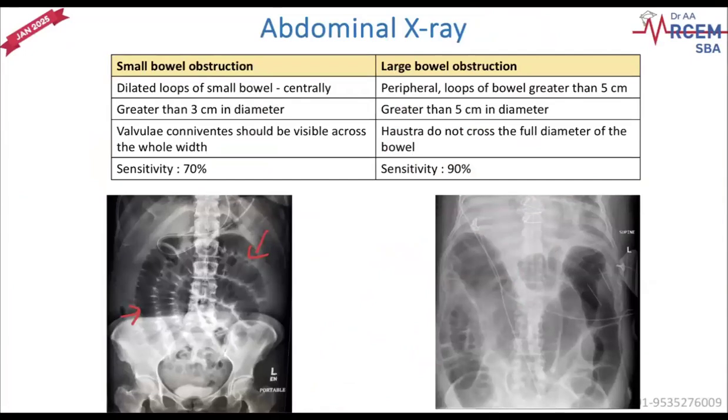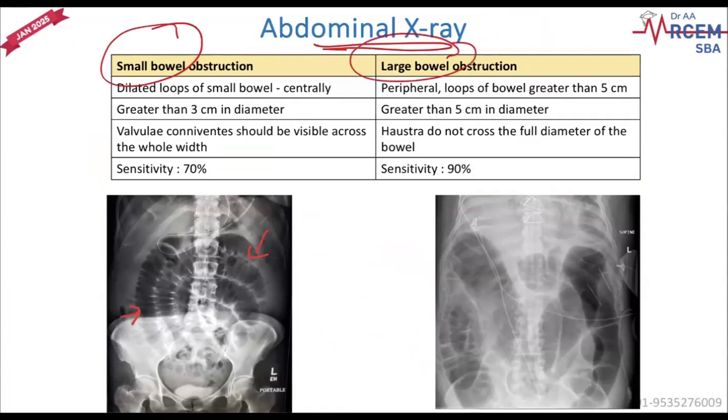On an X-ray, how do you differentiate it? It is important, and it is tested in examinations, because in an unstable patient you cannot shift them out of the emergency department to get a CT scan done. Usually, the best initial test is to get an X-ray done. It is very easy to get done, has minimal radiation exposure, and is cost effective. So whenever you're suspecting a bowel obstruction, it's better to go ahead with an X-ray. You can easily differentiate between a small bowel obstruction and a large bowel obstruction.